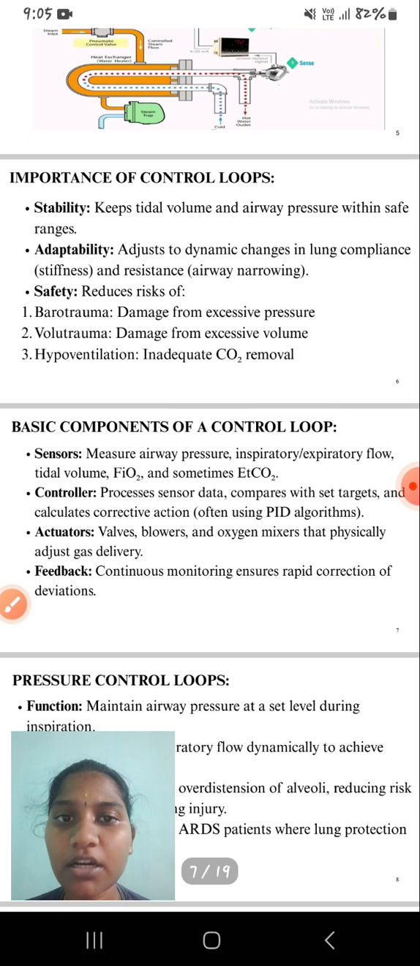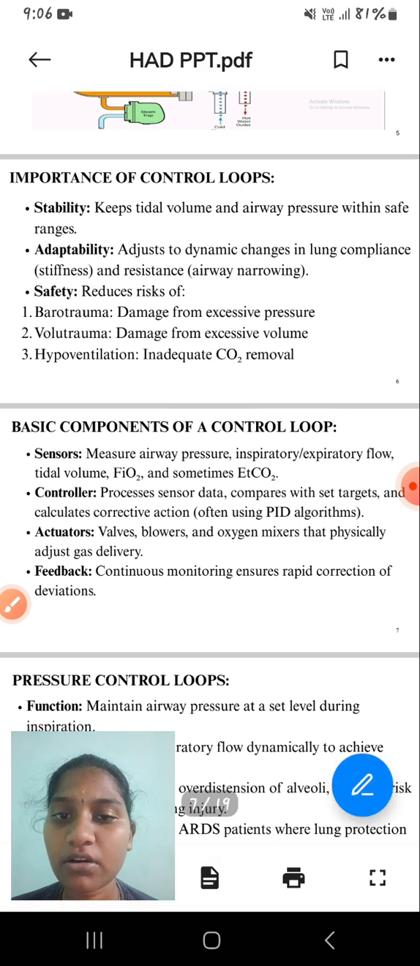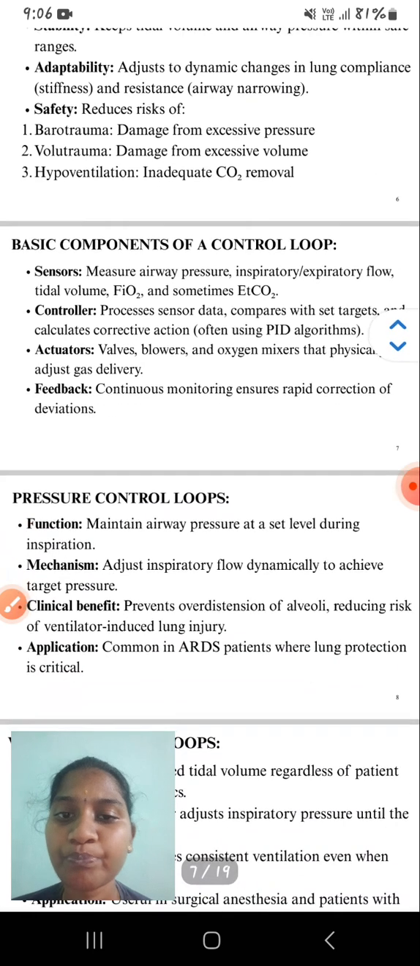Importance of control loops: stability, keeping tidal volume and airway pressure within safe ranges. Adaptability, adjusting to dynamic changes in lung compliance, stiffness, and airway resistance or narrowing. Safety, reducing the risk of barotrauma, damage from excessive pressure, volutrauma, damage from excessive volume, and hypoventilation, indicating inadequate CO2 removal.